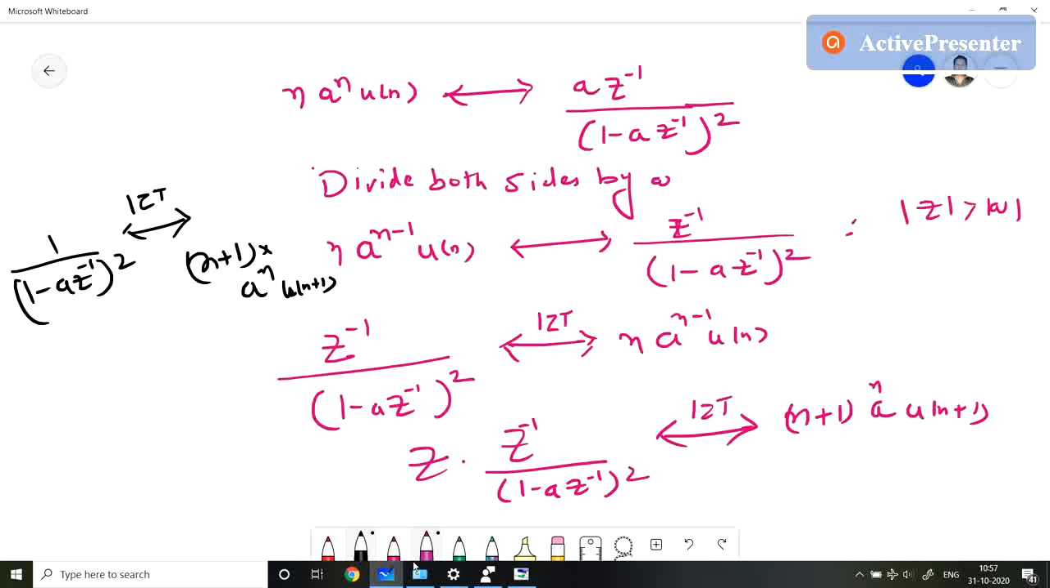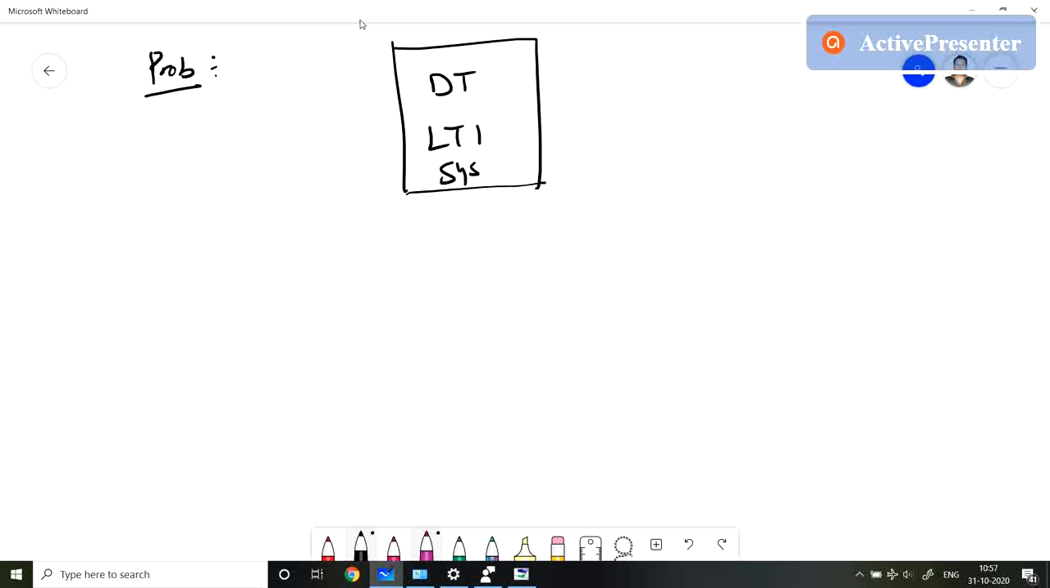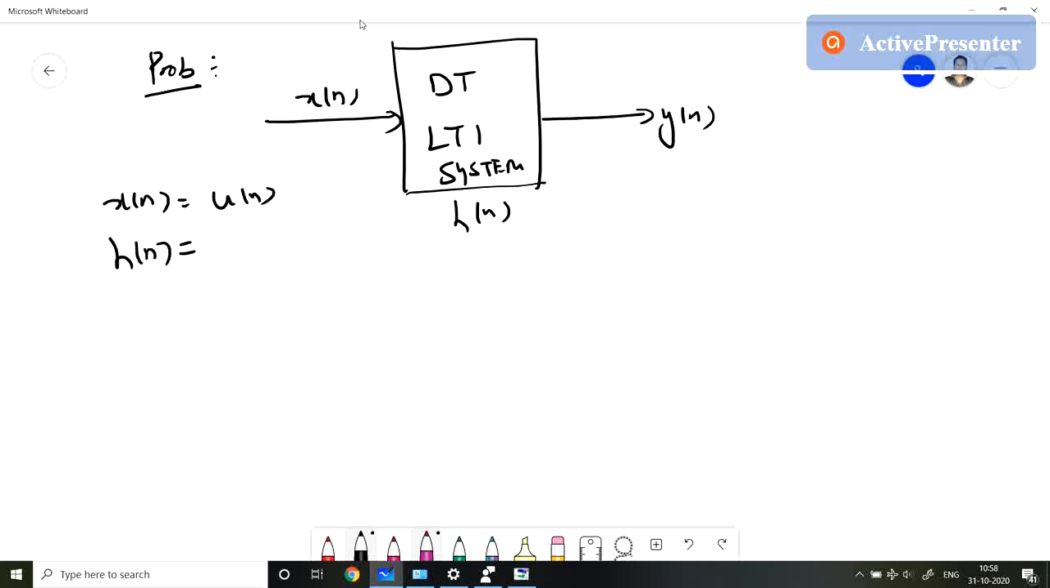Let us solve another problem. The problem is: using the Z transform, if x[n] is given and h[n] is given, find the response y[n]. So we have a discrete time LTI system. Please understand the problem. The input x[n] is given as u[n], and the system impulse response h[n] is given as alpha raised to the power n u[n]. So h[n] is given, x[n] is given.